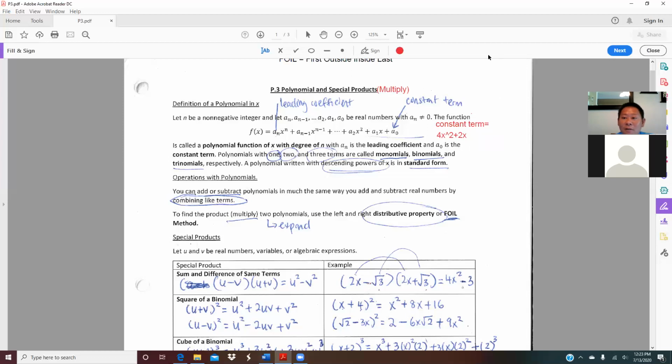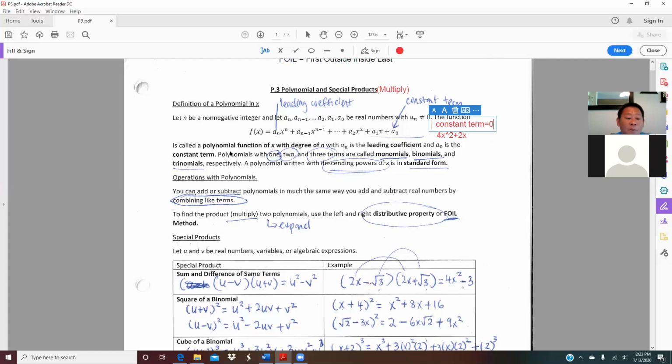Because you will get this in your homework. Yes, your answer is 0. You're correct, Sally. That is correct. So your constant term is 0. The reason why your constant term is 0 is because there is no term, there's no x on it, no numbers. So if there's no number behind it, then it is considered 0.